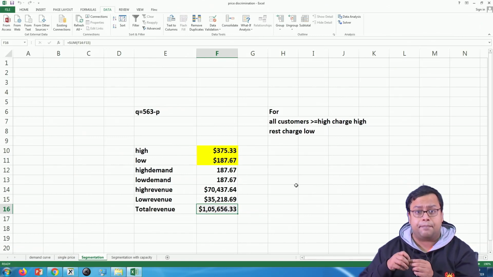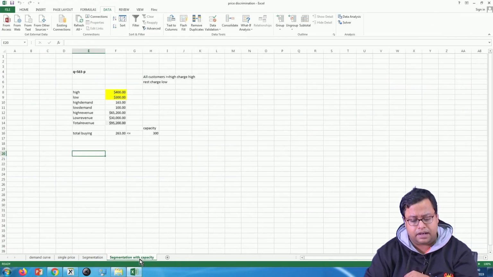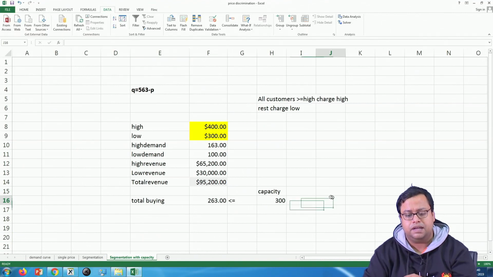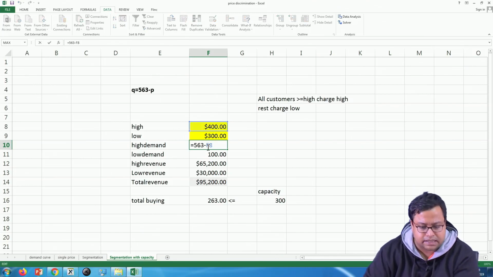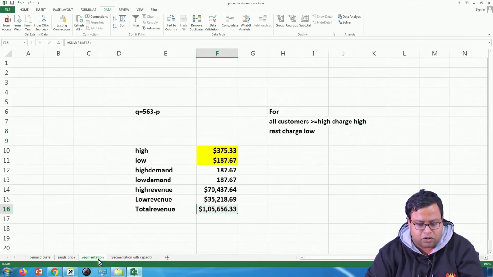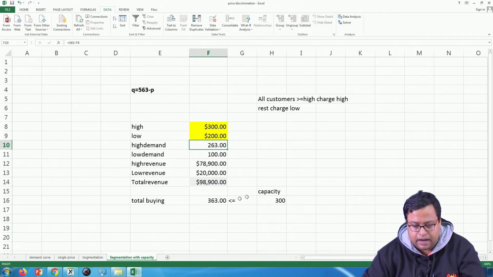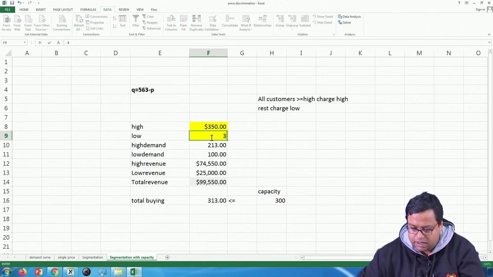Now, oftentimes there are capacity constraints as well. You might have a limited number of seats, let's say an airplane where the number of seats is limited. If you have a capacity constraint, everything I did there remains the same, but I added a total buying. So, I will just copy here, let us say 350 and 250, I would say 300.